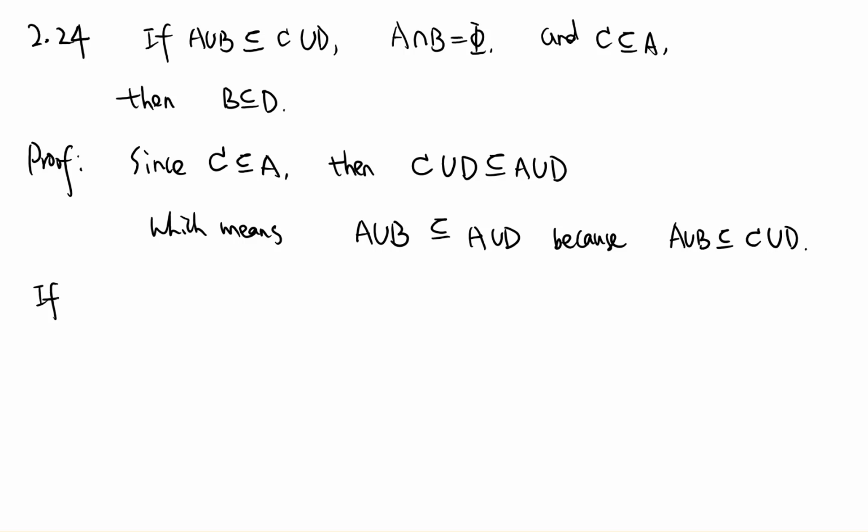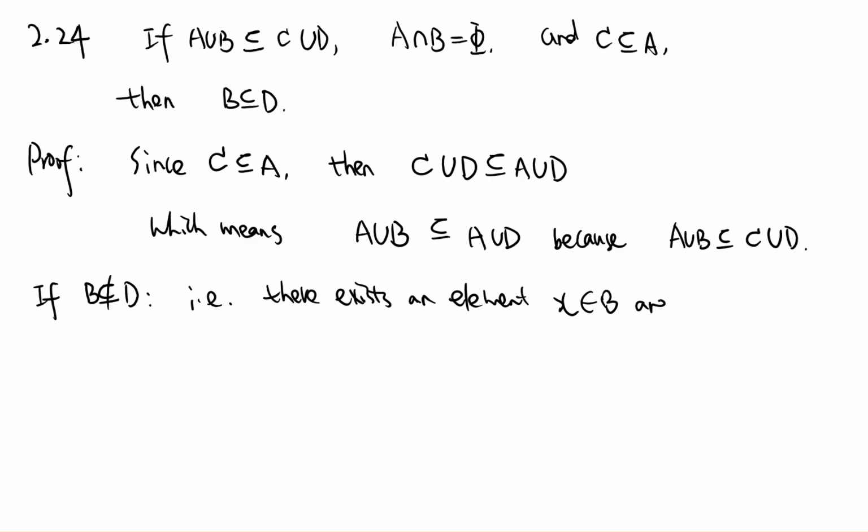What if we assume that B is not a subset of D? So if we start from here, we're actually trying to prove by contradiction. If we assume that B is not a subset of D, that means there will be some element, let me call it X here, which belongs to B and which won't belong to D.